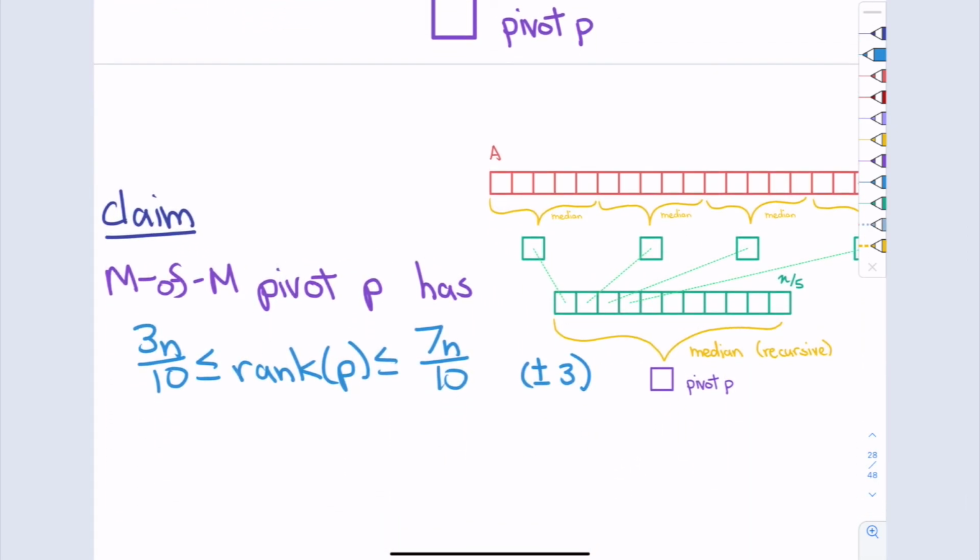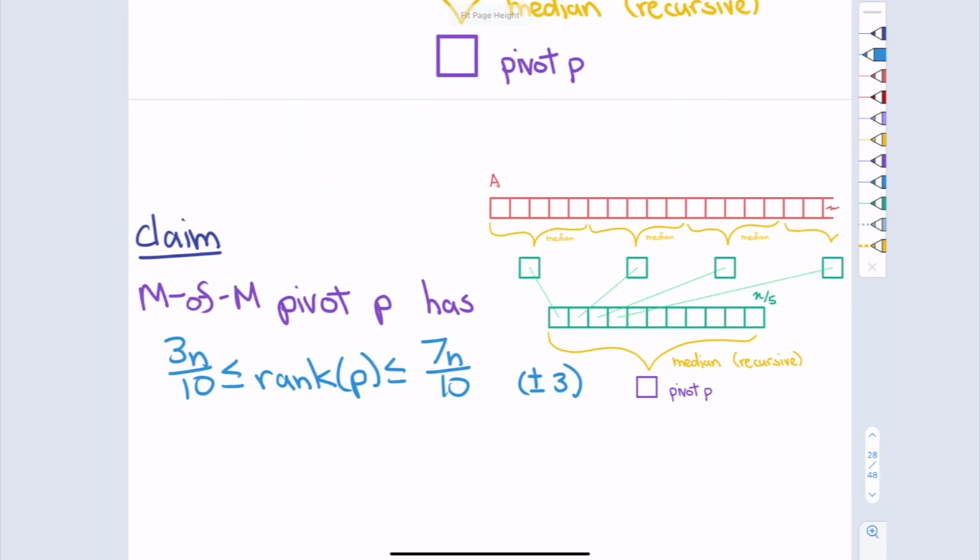And so the claim we'll now prove is that the pivot that's extracted from this method, the median of medians, is basically an approximate median. It's between 3n over 10 and 7n over 10. It's definitely between those two if it's exactly a multiple of 5. If it's not exactly a multiple of 5, there's a little bit of fence post error, so this should have really said something like plus 2 and minus 2 to account for when you have a little left over.